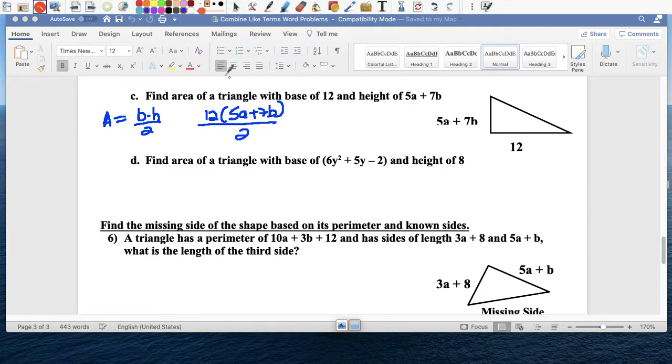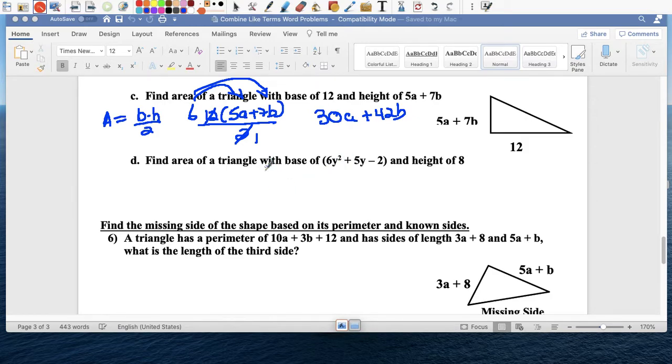In this one, it's definitely worth it for you to simplify. 2 divided by 2 is 1. 12 divided by 2 is 6. So that gets rid of the denominator. Now it's just 6 times that and 6 times that. So I get 30a plus 42b. Much easier.